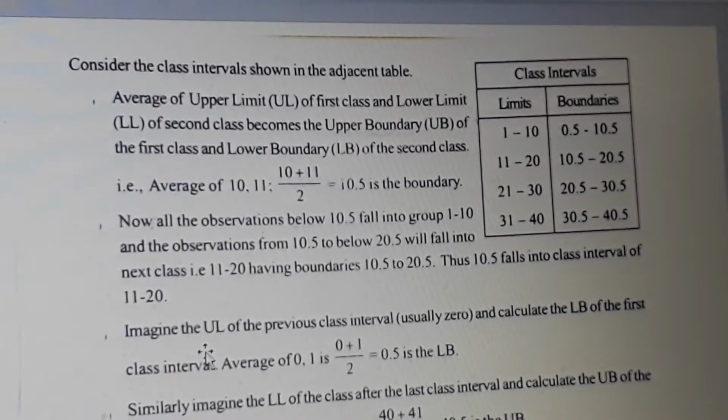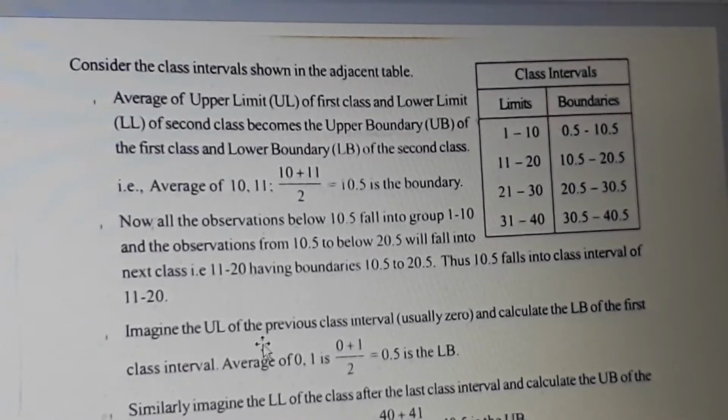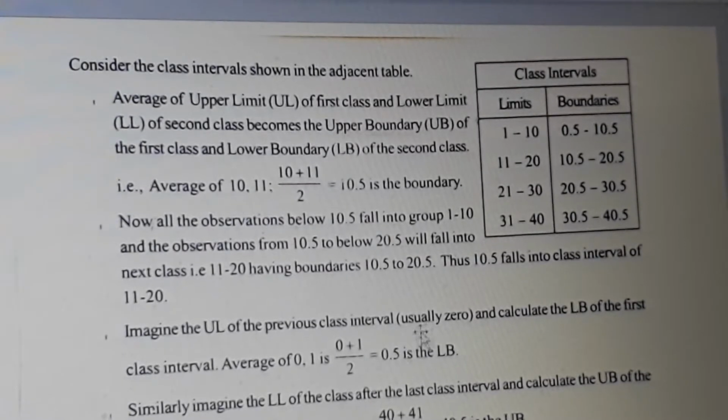Imagine the UL of the previous class interval, usually 0, and calculate the LB of the first class interval. The average of 0 and 1 is 0 plus 1 by 2, that is equal to 1 by 2, that is equal to 0.5, which is the lower boundary.